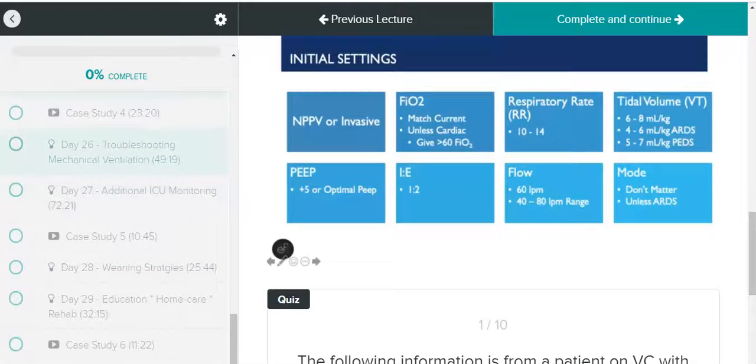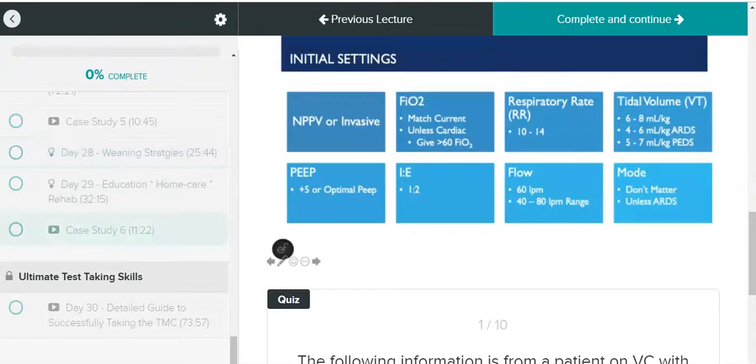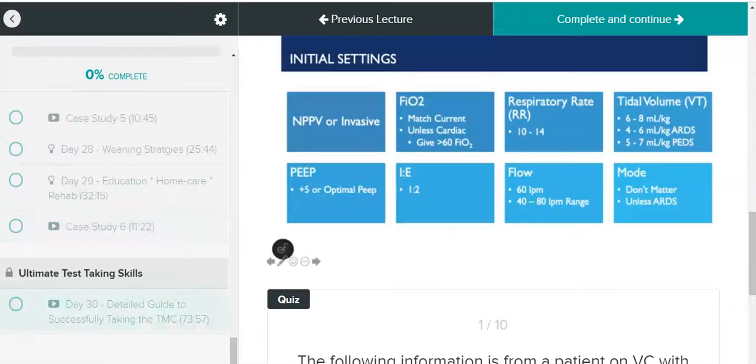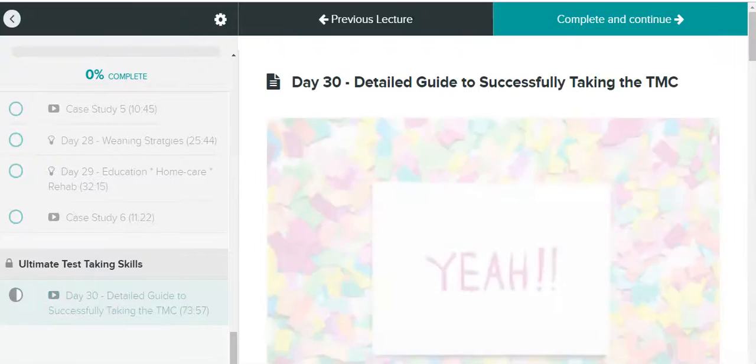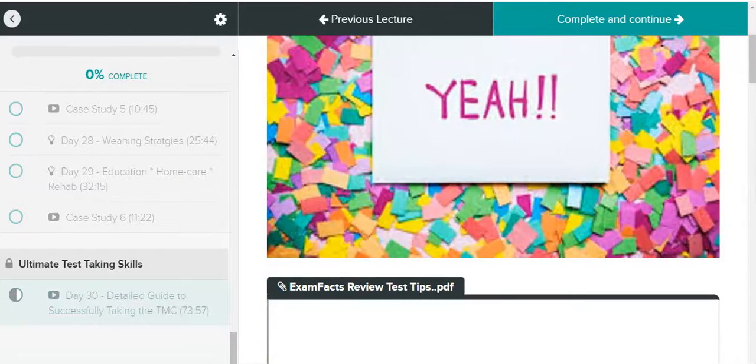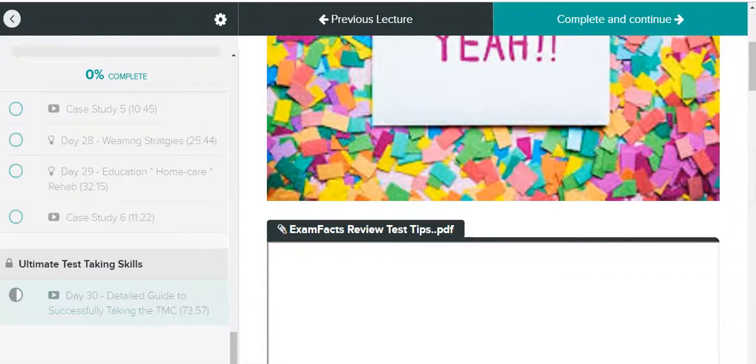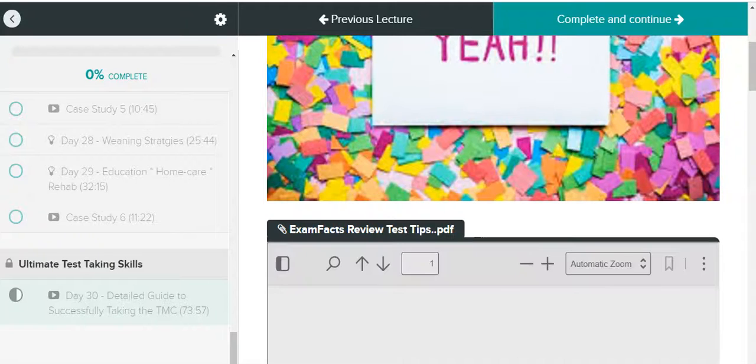So we have all of these, and then there's the final 2 case studies, case study 5 and case study 6. And then the final day 30 is just kind of tips and tricks to get them ready for the TMC. All right, I didn't want it to be quite this long, so I'm going to stop here.